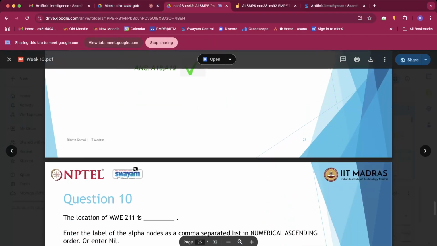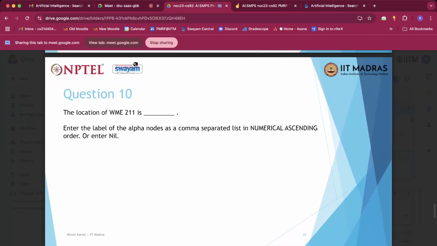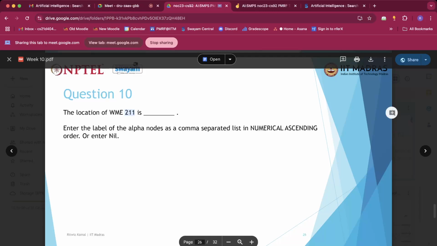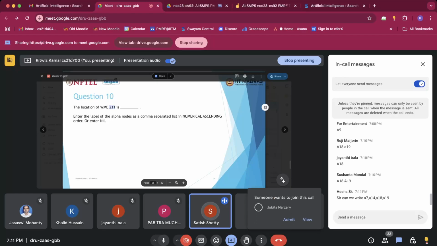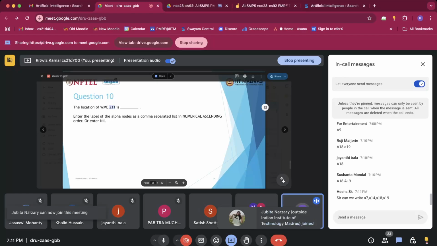Let's move on to the 10th question now. It's also a similar question. Now this asks us the location of... No, we'll consider the last level of alpha nodes.